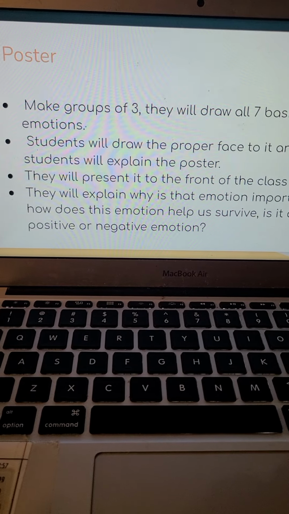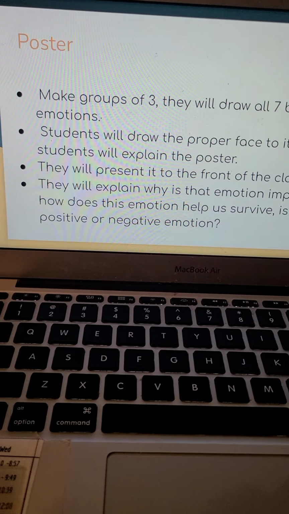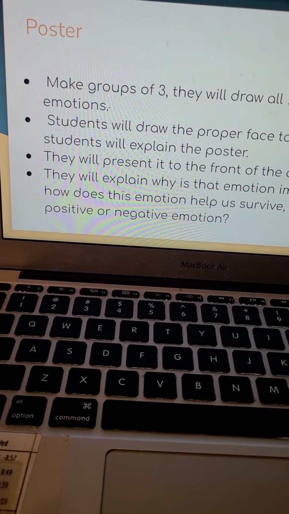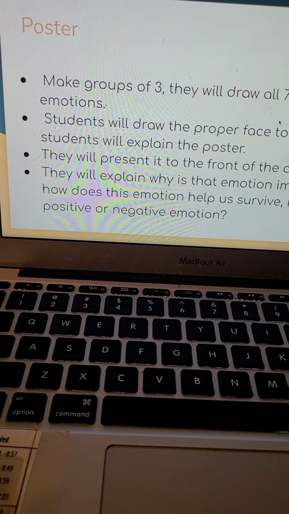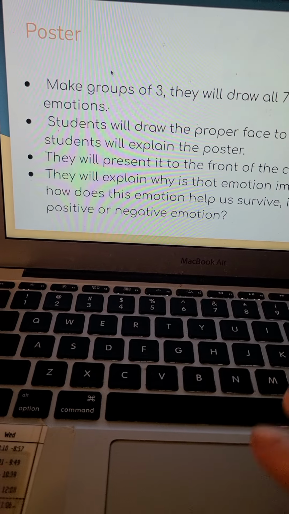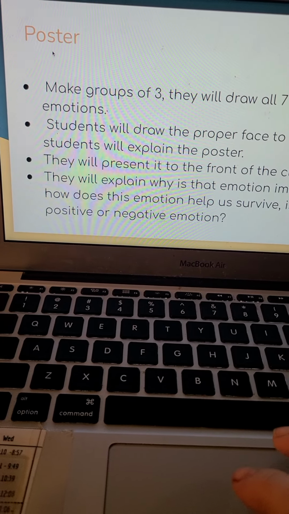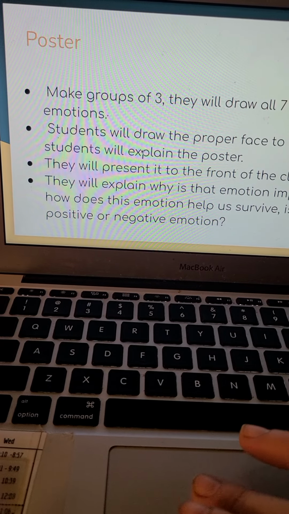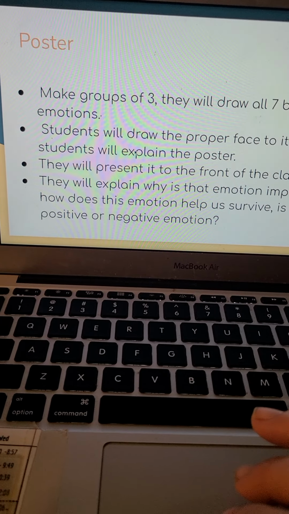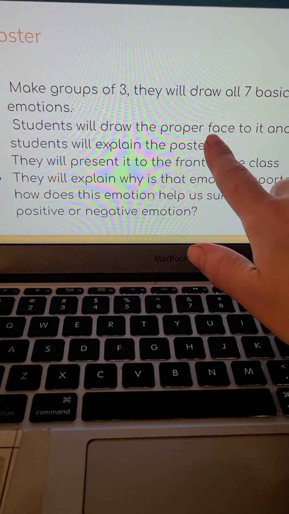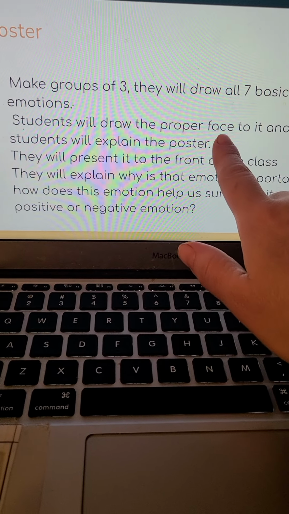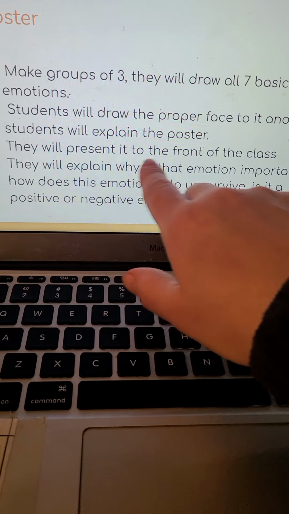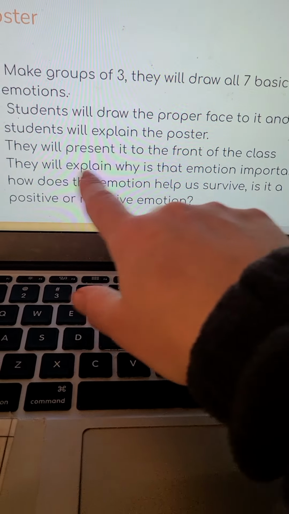Okay, and then as homework or assignment, I have a poster. They have to work in groups and draw all 7 basic emotions. They will draw the face, which they have learned with the activity. They will have to explain that in the poster. They will also present it to the front of the class.